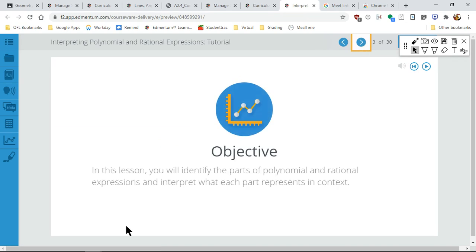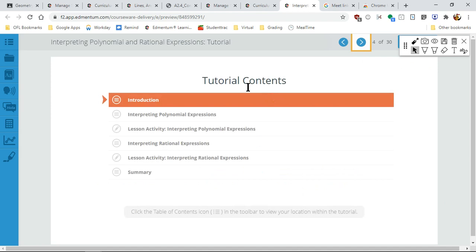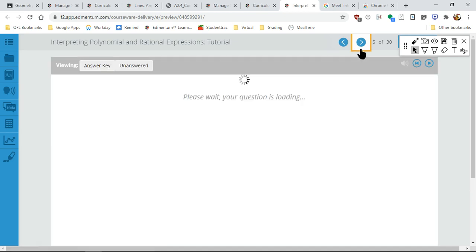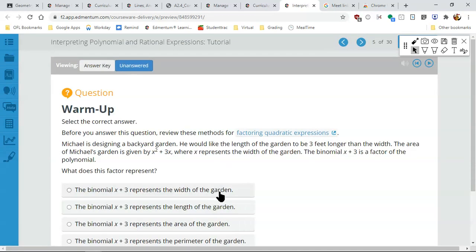So, our objective in this lesson is to identify the parts of a polynomial and rational expressions. We're going to talk about those parts and interpret what each part represents. We're going to look at these functions and try to understand what every little part of it means. Don't just think of these as numbers. Think of every little thing as meaning something.